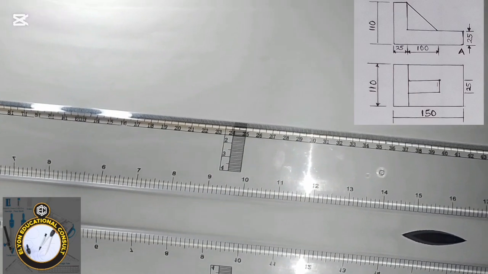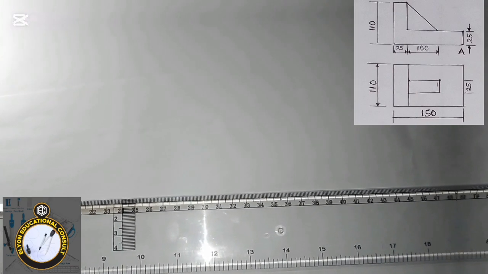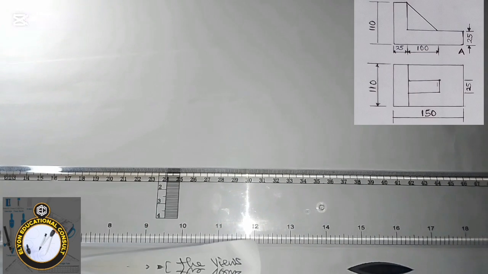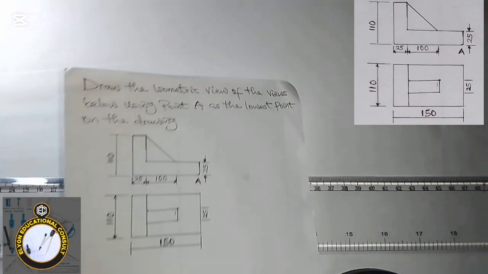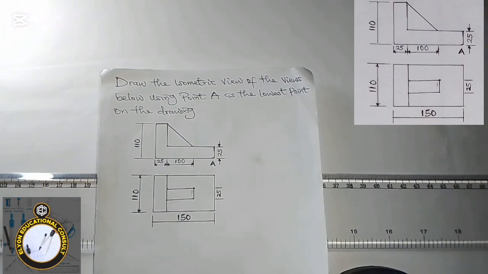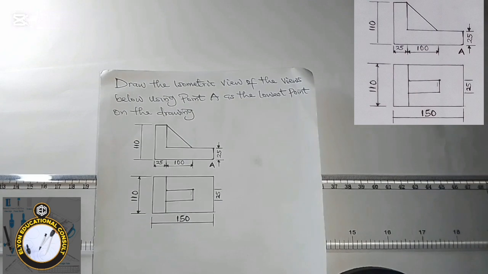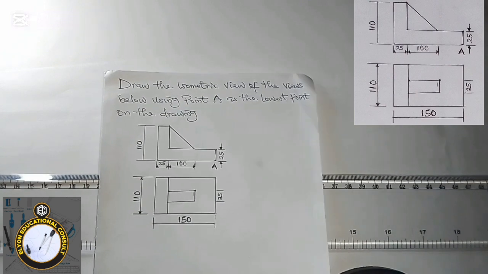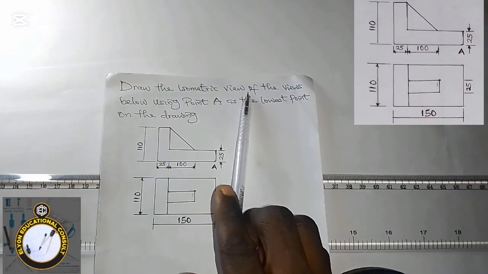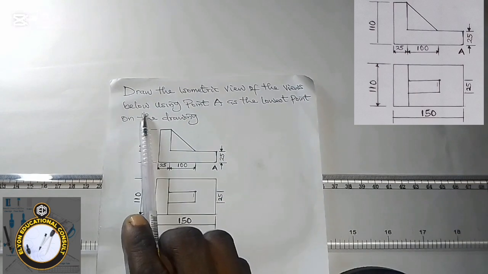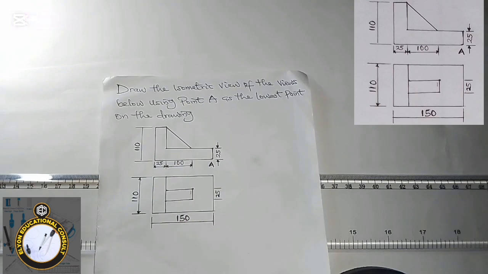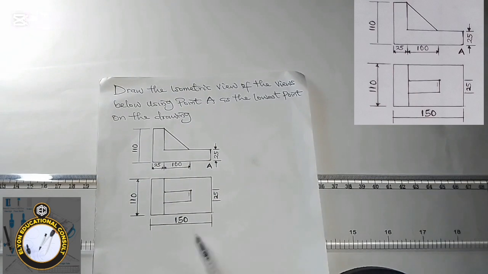In this video we'll be learning how to convert orthographic projection to isometric projection. We have a diagram here in an exploded form. The diagram is in orthographic drawing, and the question says draw the isometric view of the views below using point A as the lowest point on the drawing. This is the diagram given to us.